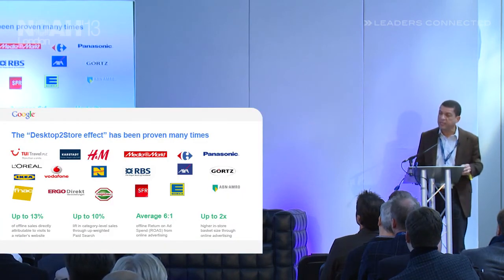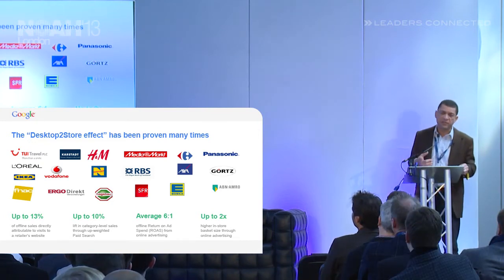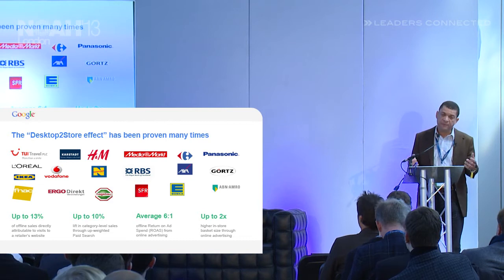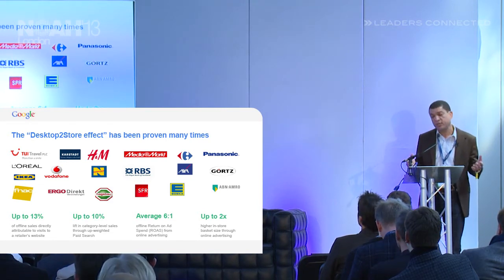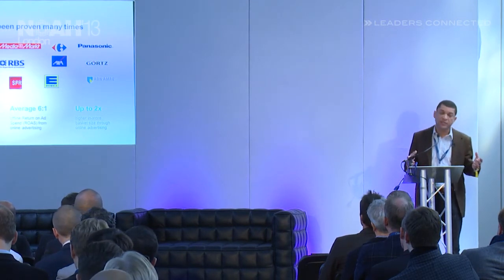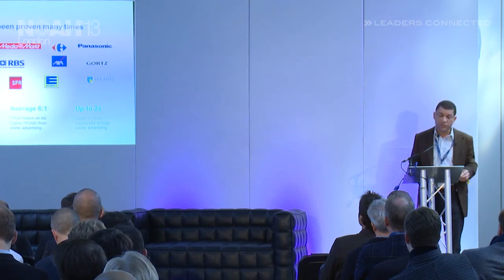Desktop to store, here's a list of, we've proven this effect time and time again, and you see some of the list of advertisers that we've worked with to demonstrate these effects. If I look at the number of modeling techniques that you can use for causal relationships, you look at things like using calls and coupons to measure the effects, or regression and econometric type models, or A/B testing using control and samples, normally based on a geo sample.